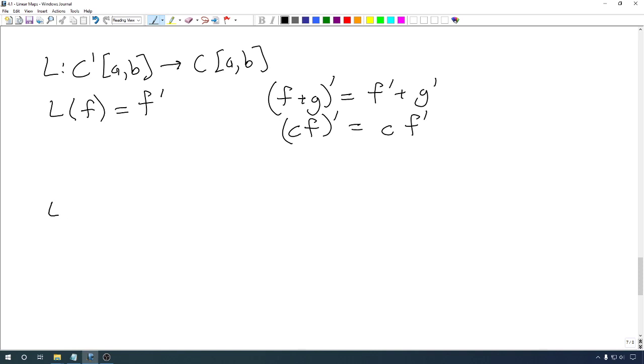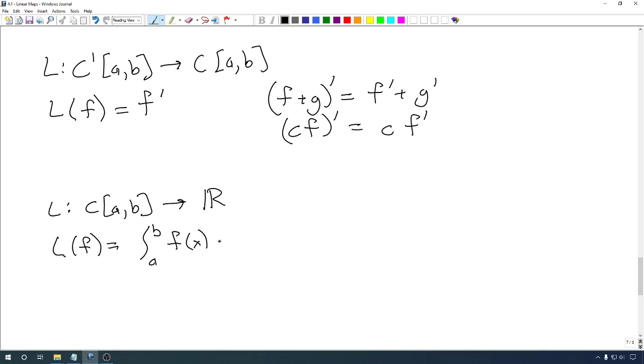Similarly, we can go ahead and define a map from C[a,b], and this is actually going to be a map into R. So we're taking continuous functions on [a,b], and we're just getting real numbers out. Here we're going to say L of f. So again, we're taking a function f, and we're going to define this to be the integral from a to b of our function dx.